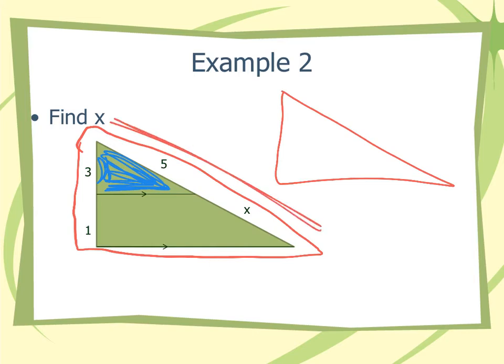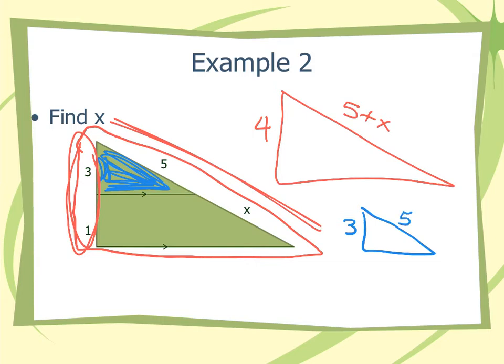This side length right here is 5 plus x. Over here, this side of the large one is 3 plus 1, which is 4. Then I've got the small blue one, and it has a side here of 3 and a side here of 5. Everybody with me?